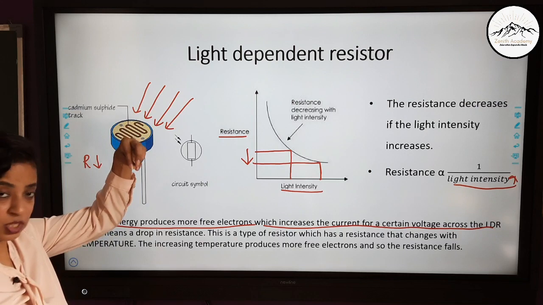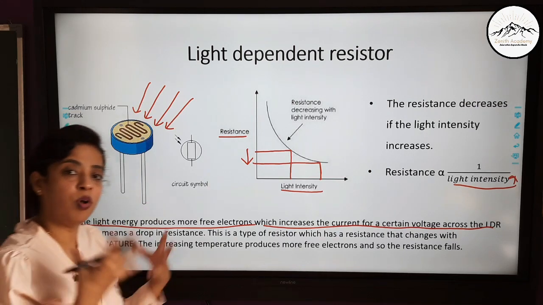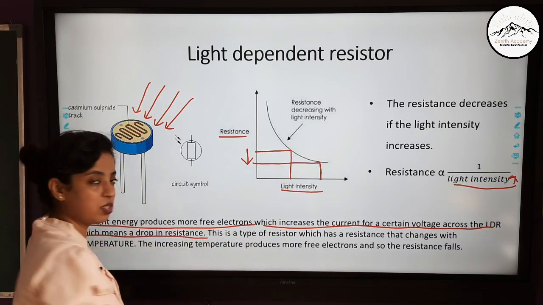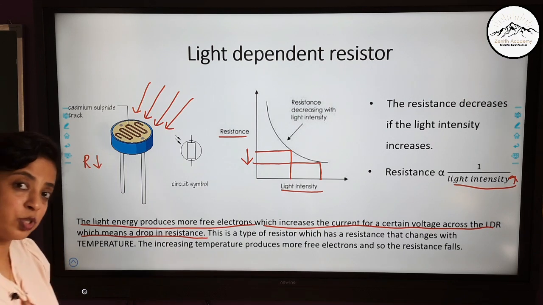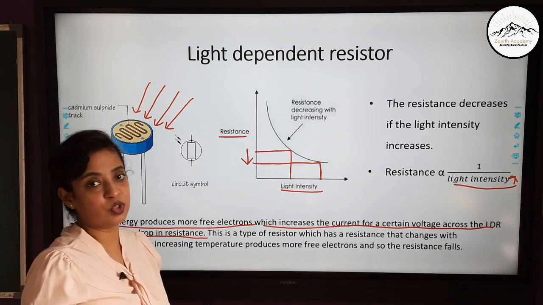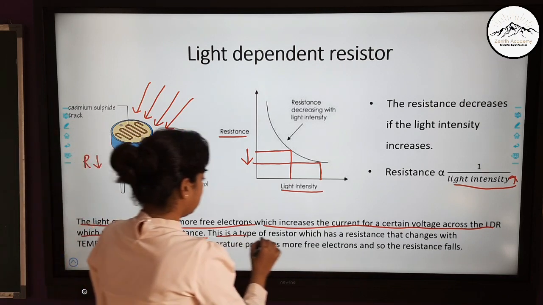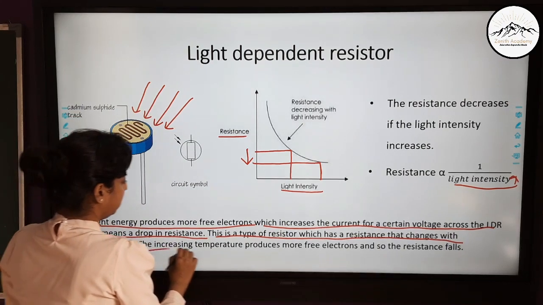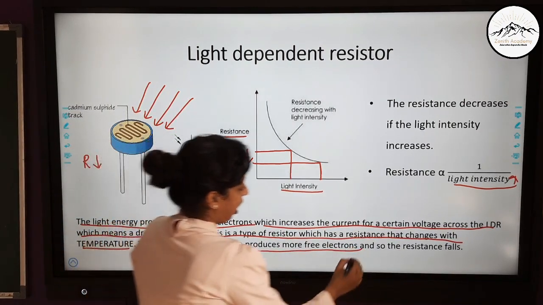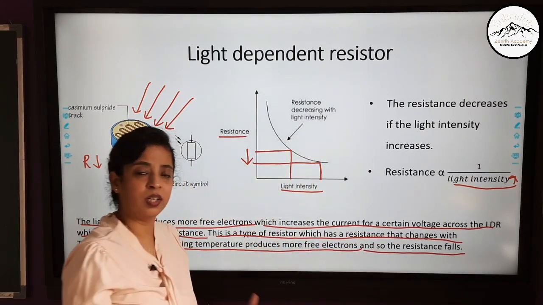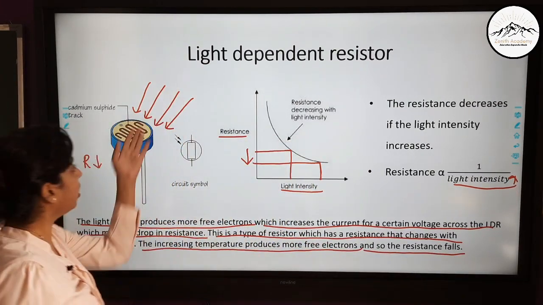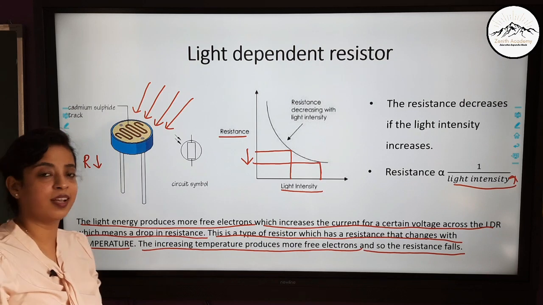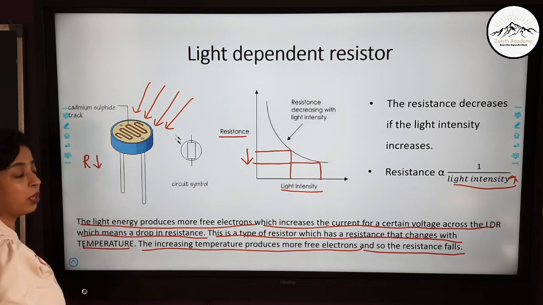So if light is falling, more free electrons are formed, and if more free electrons are there, it means more current is flowing, which means a drop in the resistance. Obviously current and resistance are inversely proportional, so if more current is flowing, then there has to be a drop in resistance. And this is a type of resistor whose resistance changes with temperature. The increasing temperature produces more free electrons, and so the resistance falls. So you can relate it to temperature also. More light intensity means higher temperature, more free electrons, more current, and less resistance. So it depends on temperature also.